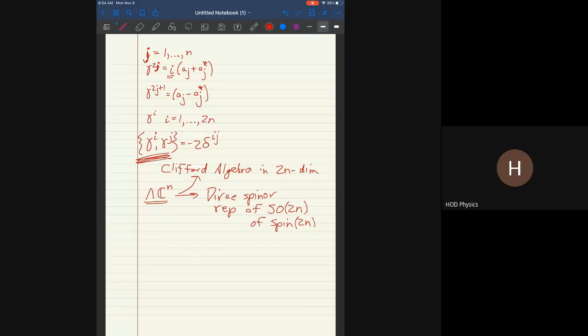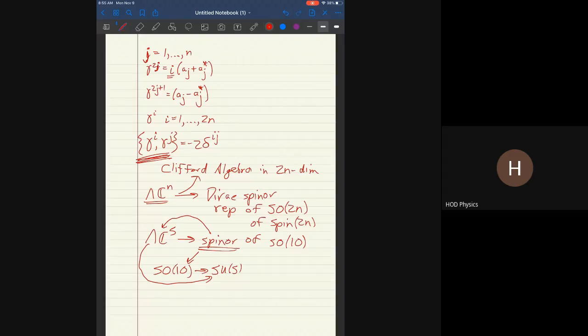And so in particular, lambda C5 becomes the spinor of SO10. And so the idea is we start with the spinor of SO10, and when we restrict to the subgroup SU5, the spinor, which is a single irreducible representation of SO10, splits up into this object, which is a fundamental but reducible representation of SU5.